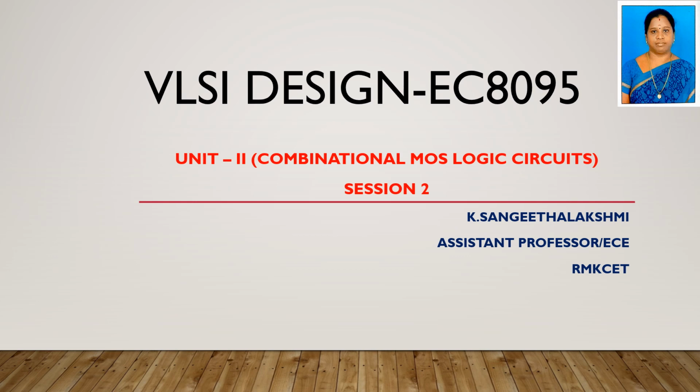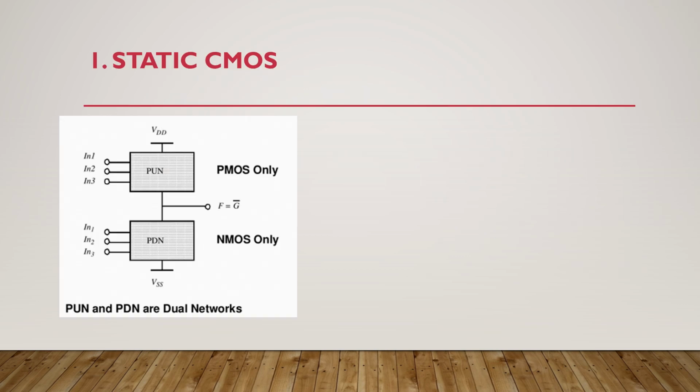Today we are going to start the second session of Unit 2. In that, we are going to see the static CMOS. Already we have started, right? We are going to continue that. So static CMOS consists of PMOS as well as NMOS, right? It consists of both PMOS and NMOS.